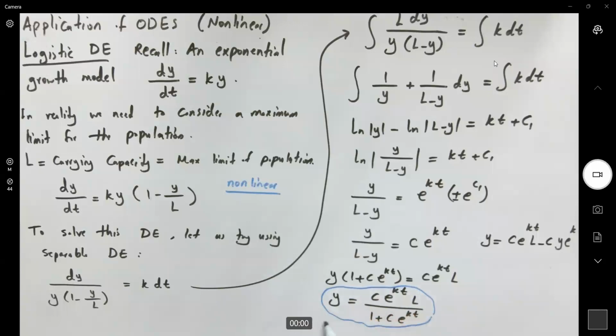The general solution for the logistic differential equation is given for us here.